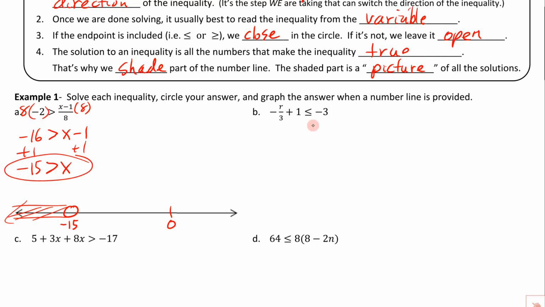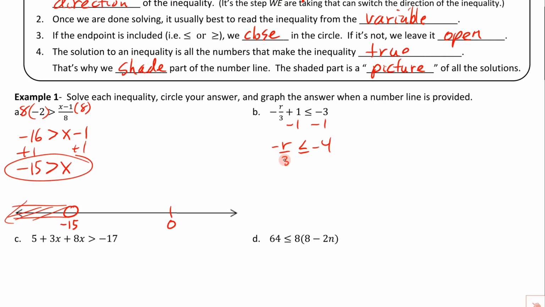Okay, let's take a look at the next one. Again, notice no graph, so all we're going to have to do is just solve this. So we're going to isolate the variable term here, so we're going to subtract 1 from both sides. Again, think about the step we're taking. We're just subtracting, so that doesn't change the direction of the inequality. So we've got negative r over 3 less than or equal to negative 4.